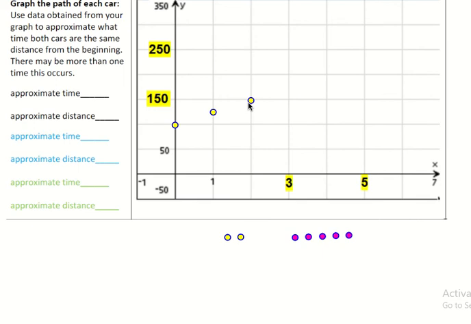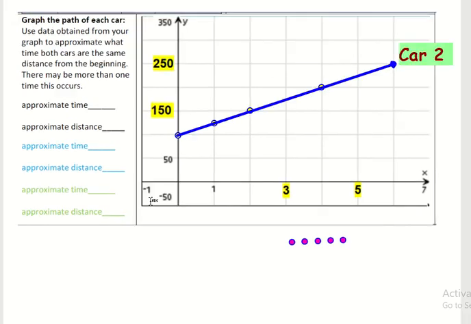After 2 hours, we're at 200. Actually, we're at 150, aren't we? Because it's 25 miles an hour. So 125, then 150. At 4 hours, we make it to 200. So 1, 2, 3, 4, 100, 200. And at 6 hours, we're at 250. So 6 and up to 250. And what I really like about this is that's a linear function, so I can connect all my data points with a line.